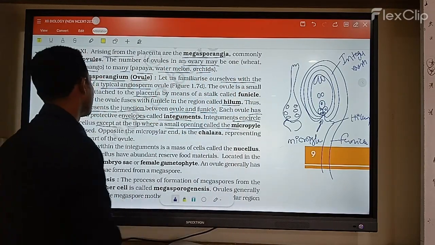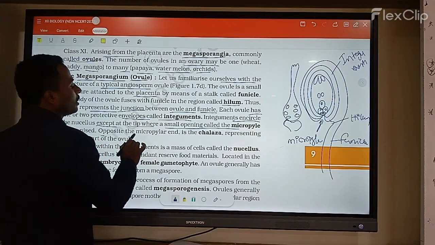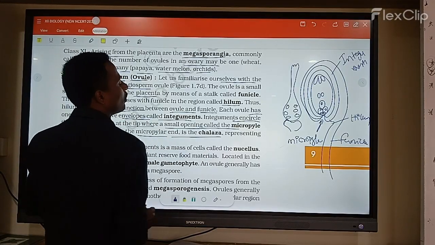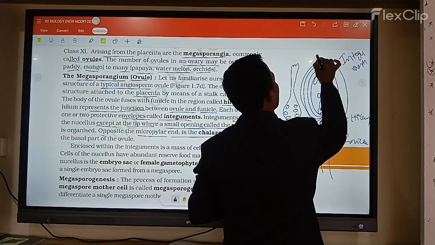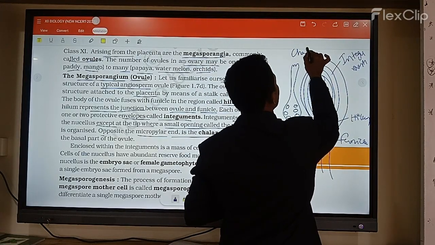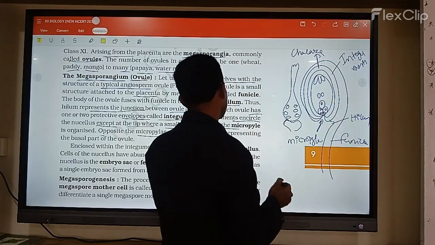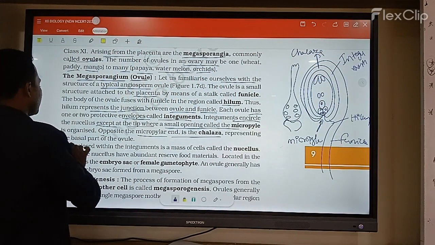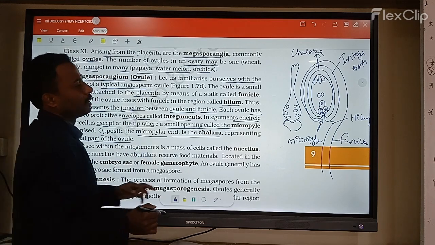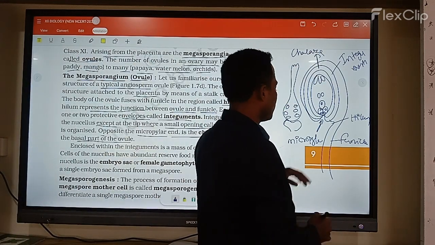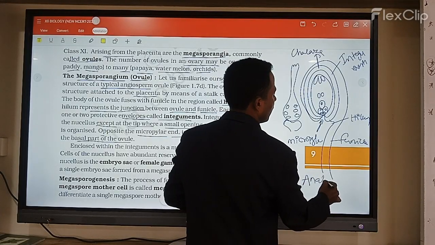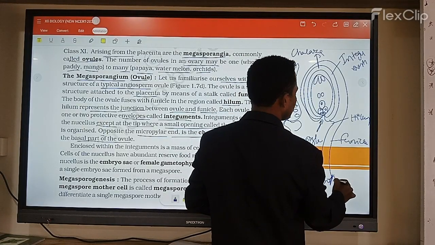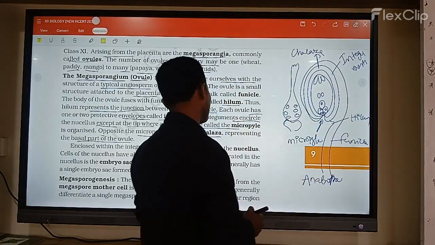The micropyle region is present. And the end opposite the micropylar end is called what? The chalaza. So the end opposite the micropyle is the chalaza end. It represents the basal part of the ovule. When you observe this particular ovule, it is an anatropous ovule, and this anatropous ovule gives all that information.